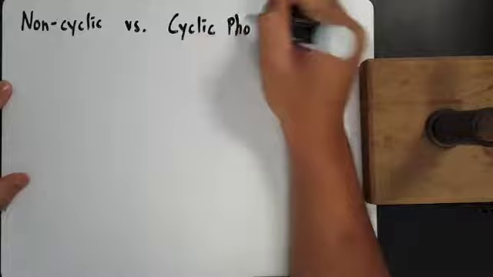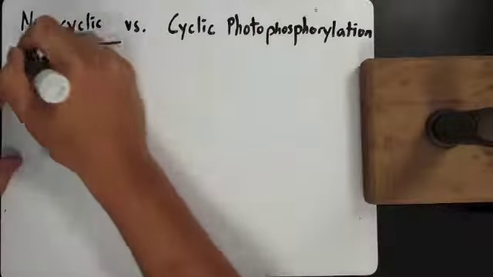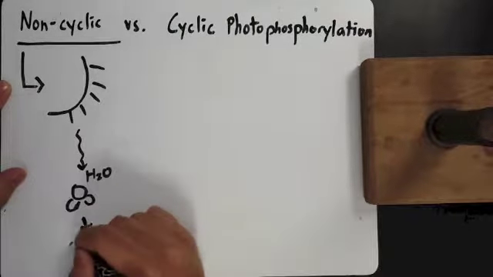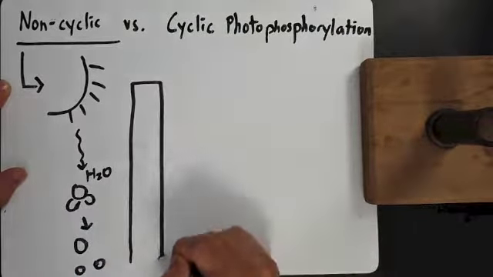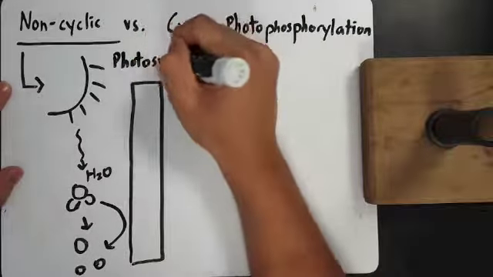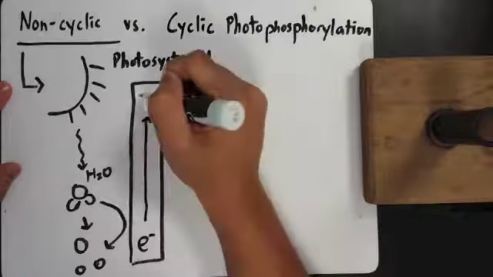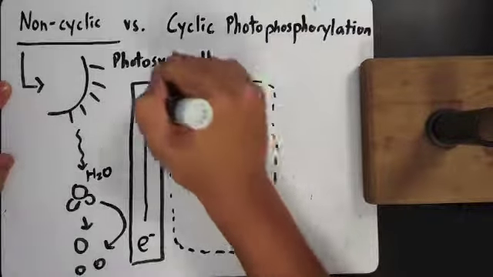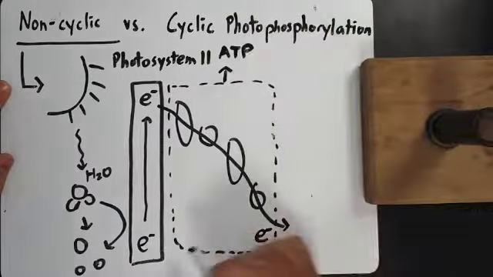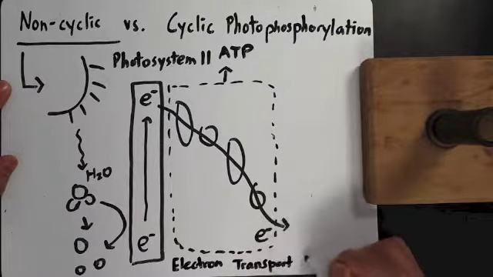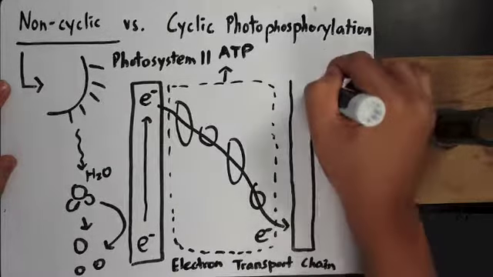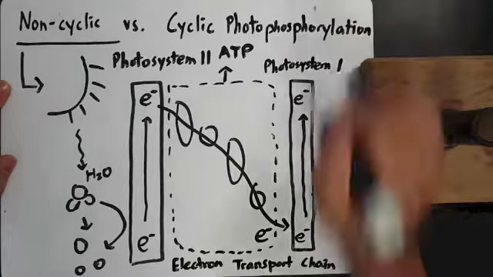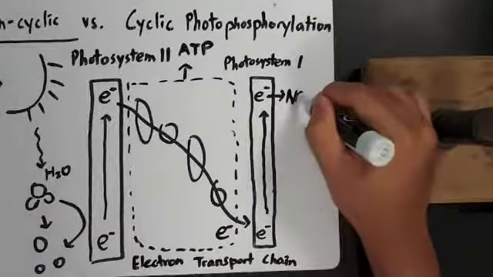There are two types of photophosphorylation, non-cyclic and cyclic. So first we'll start with non-cyclic. The sun excites the H2O molecules to produce an electron, and the electron passes through photosystem 2, and then after that it goes into the ETC, or the electron transport chain, in order to produce ATP. And then the electron goes through photosystem 1 in order to produce NADPH.